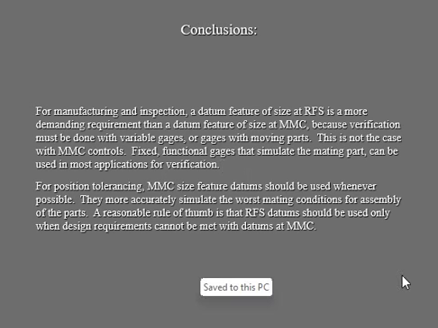So for position tolerancing, you have to use maximum material condition size feature datums whenever that's possible. Meaning you need the datum at MMC to more accurately simulate the worst mating condition for assembly of the parts, because they can simulate these worst mating conditions with more accuracy. Meaning we're considering the highest error.